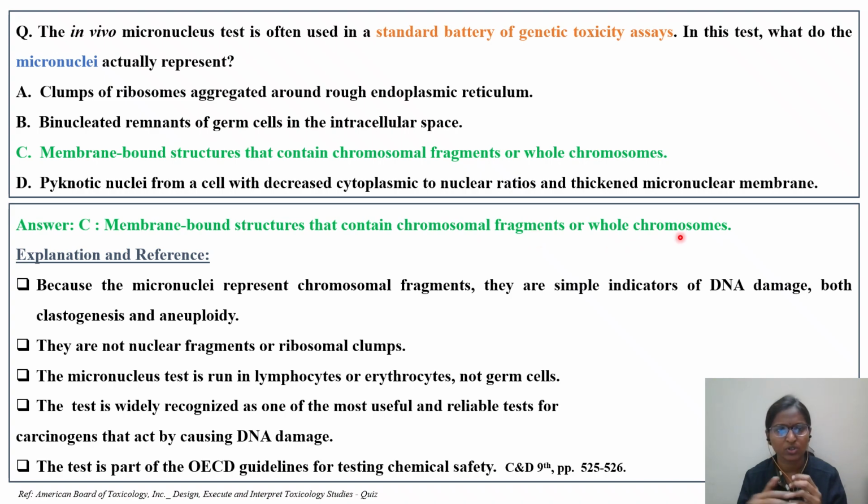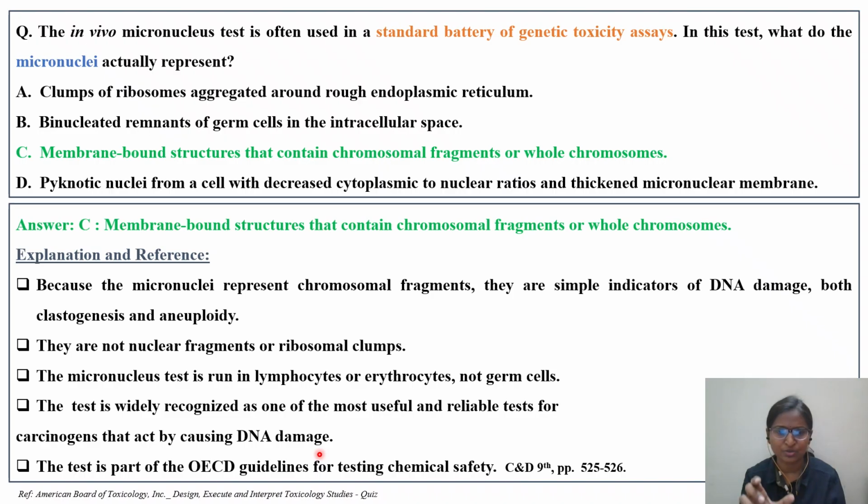Let us understand the explanation and the reference given by the American Board of Toxicology. Because the micronuclei represent a chromosomal fragment, they are simple indicators of DNA damage, both clastogenesis and aneuploidy. So you can identify both clastogenic damage as well as aneuploidy with these micronuclei. These micronuclei are not nuclear fragments or ribosomal clumps. The micronucleus test is run in lymphocytes or erythrocytes, not germ cells. This test is widely recognized as one of the most useful and reliable tests for carcinogens that act by causing DNA damage.